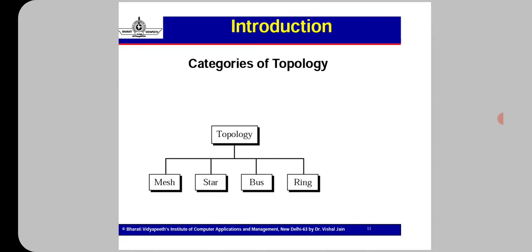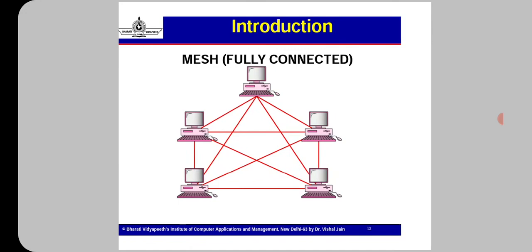So here is also one of the set of questions: what are the different categories of topology, or different types of networks used? There are four types of networks used. First one is mesh topology, second one is star topology, third one is bus topology, and fourth one is ring topology. We may use these four types of topologies or networks to create any network.